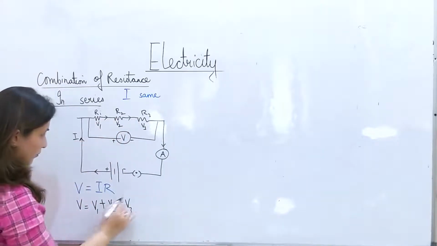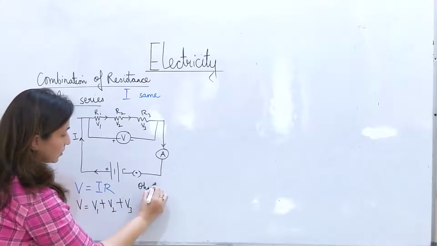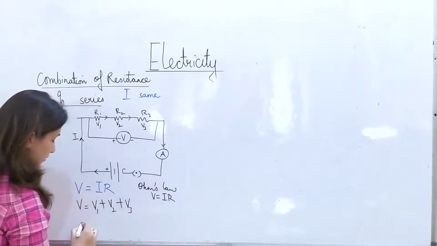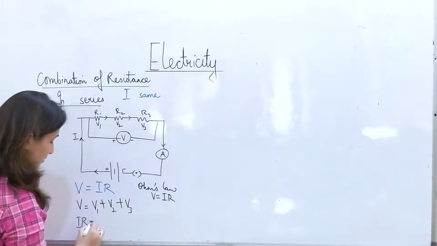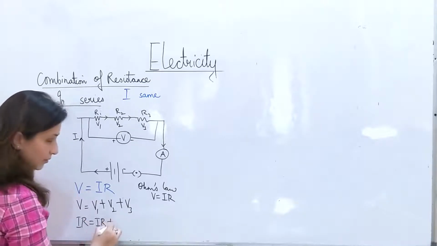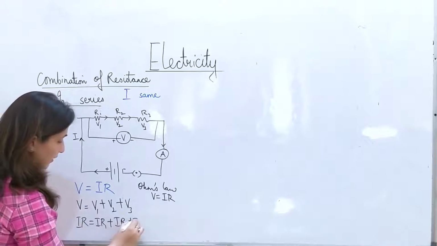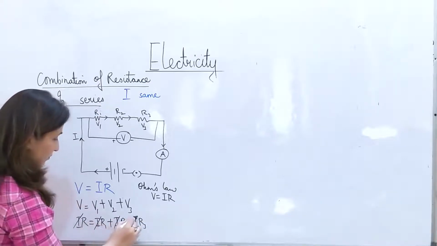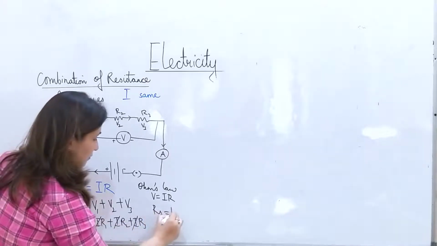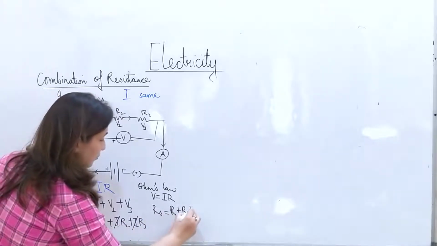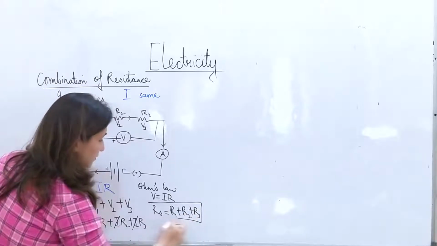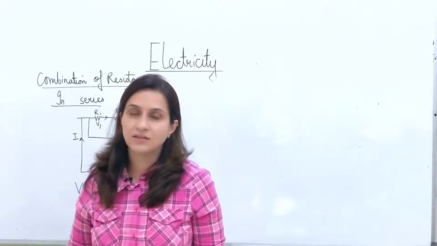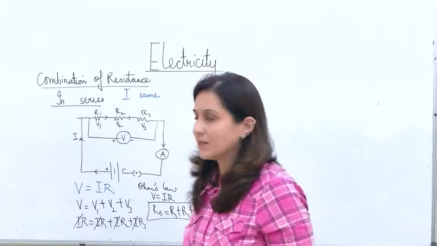So now from Ohm's law, what was Ohm's law? It is V equals to IR. From Ohm's law, I am putting all the values: IR equals IR1 plus IR2 plus IR3. If I is common, we are left with only Rs equals R1 plus R2 plus R3. So this is your combination in series. This is the equivalent resistance in series, that is Rs equals R1 plus R2 plus R3.